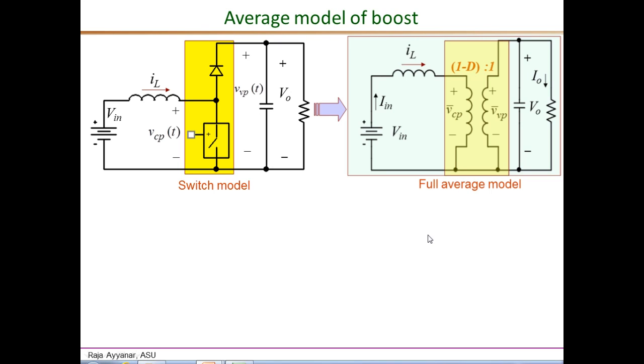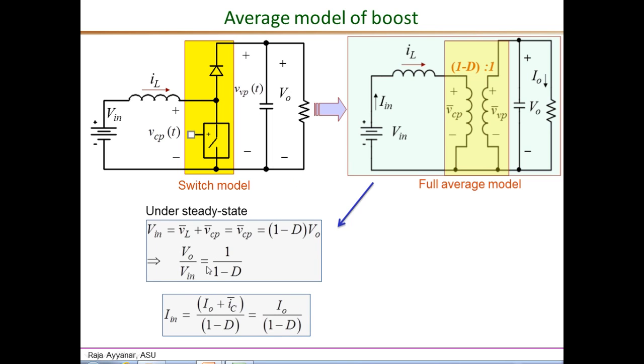The average model is valid for both steady state analysis as well as transient analysis. In fact, it is the transient analysis leading to the controller design which really makes use of the power of the average model. But in this video, we will look at some steady state analysis to show the equivalence of these two models for the steady state analysis. For example, we can derive the VO over VIN relationship using this model.